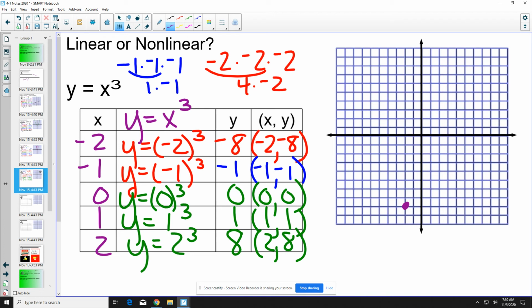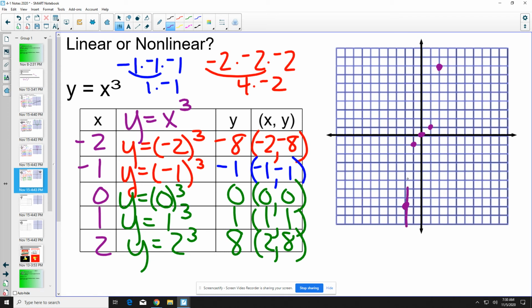-1, 1 means left 1, down 1. 0, 0 is the origin. Put a point at the origin. 1, 1 would be right 1, up 1. 2, 8 would be right 2, up 8.